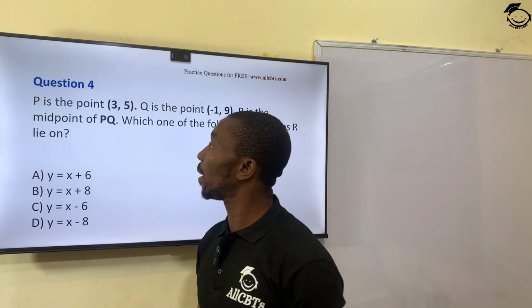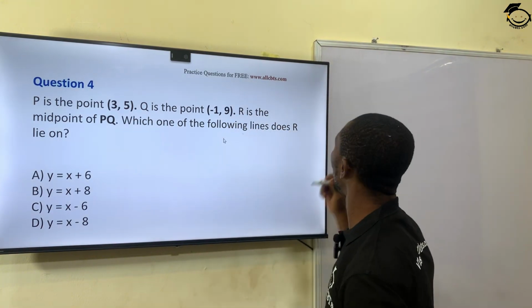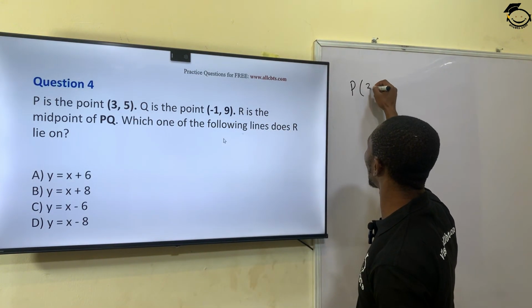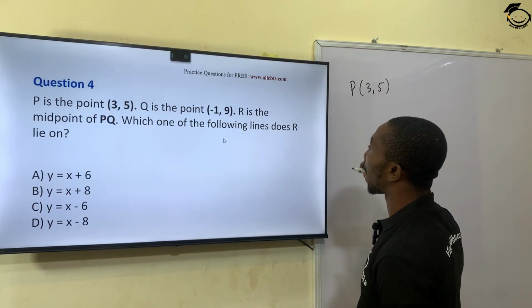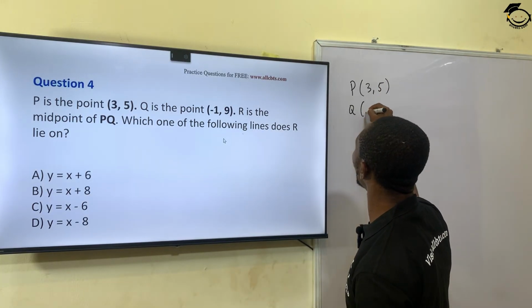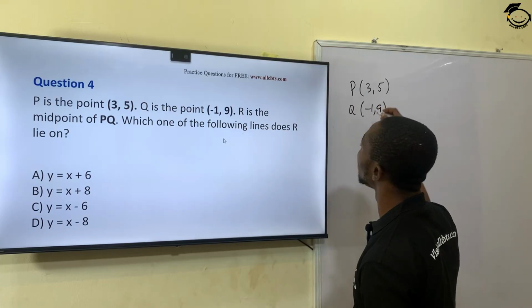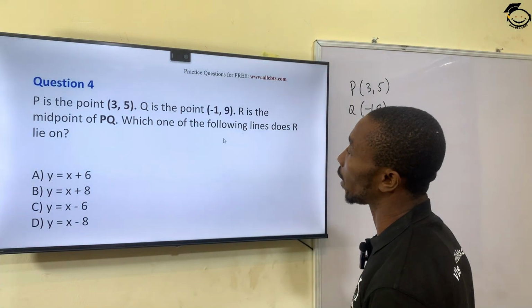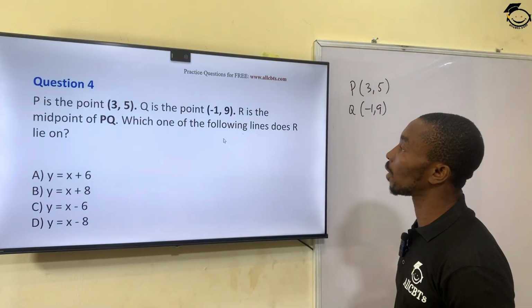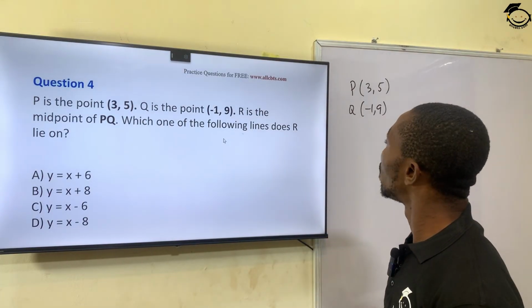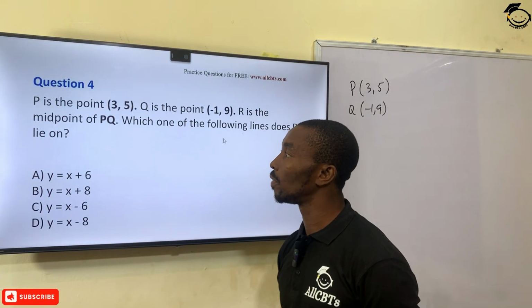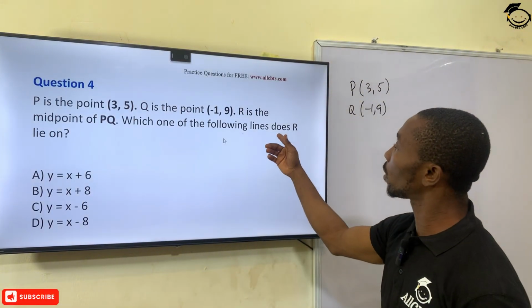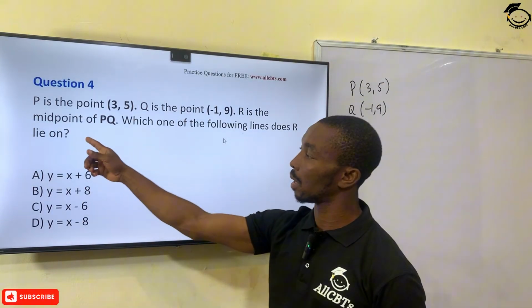It says P is at the point 3 and 5, and Q is at the point -1 and 9. And R is the midpoint of PQ. Which of the following lines does R lie on? In this, we are looking for the line on which R lies.